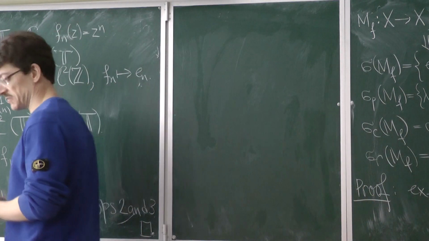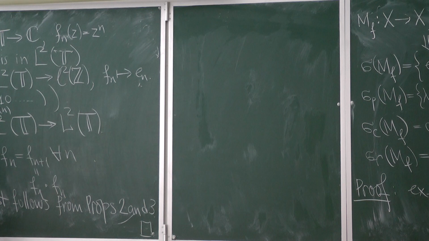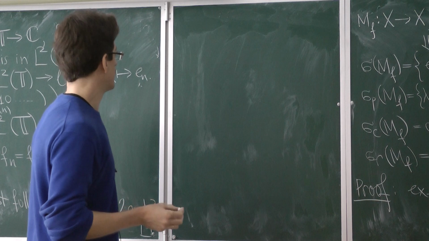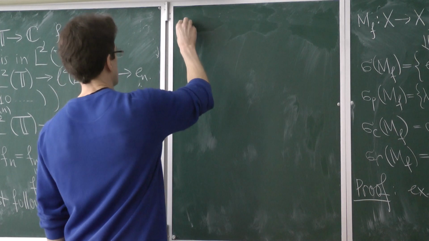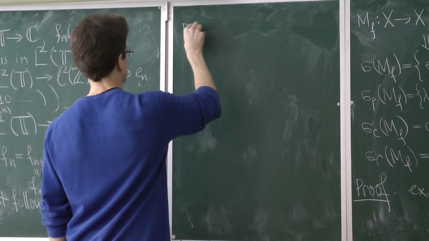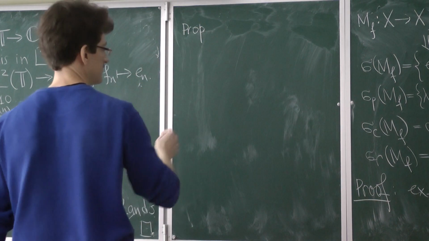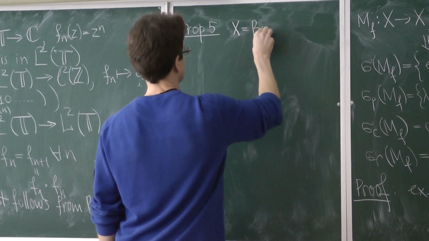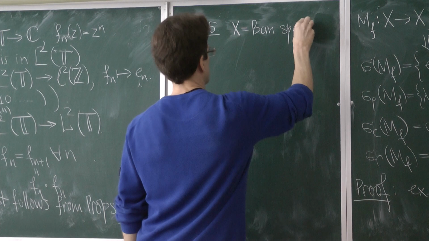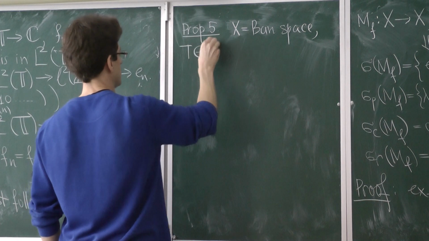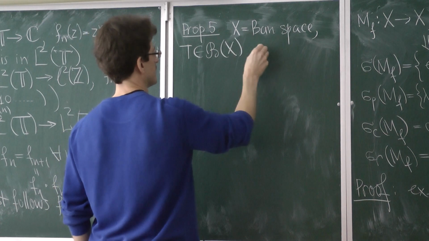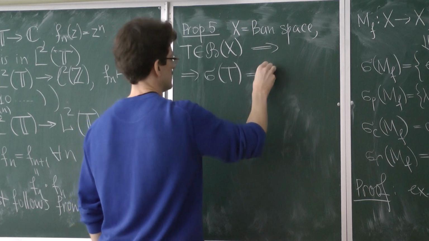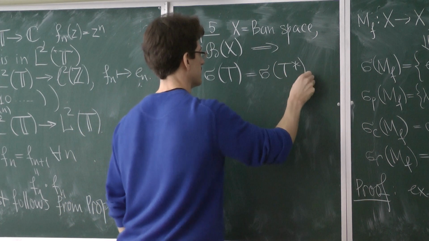Now the last series of tricks for calculating spectra is based on the duality theory. I have the following result, which is proposition 5. Suppose that X is a Banach space, and T is a bounded linear operator on X. I claim that the spectrum of T equals the spectrum of the dual operator T star.